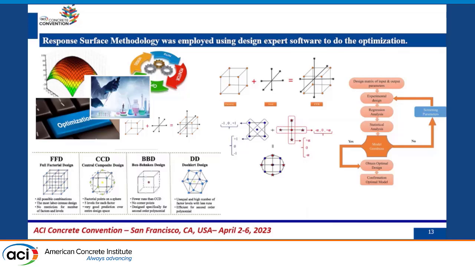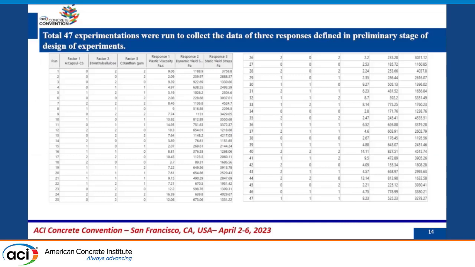So to eliminate that effort, we use a design of experiment technique, response surface methodology, and in response surface methodology, we use central composite design to reduce the experimental effort. So as an initial input, we used Design-Expert software, and a total of 47 experiments were done to collect the preliminary data, that are three responses: plastic viscosity, dynamic yield stress, and static yield stress.